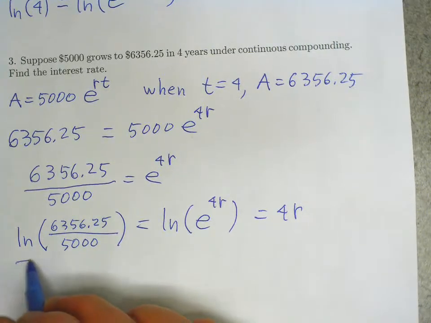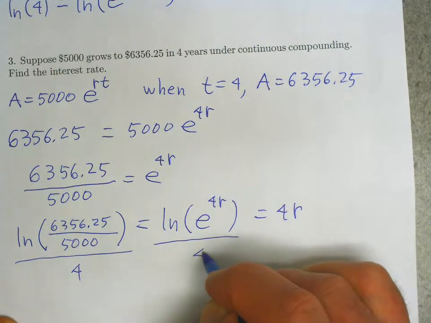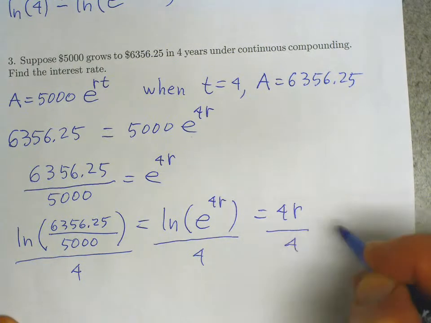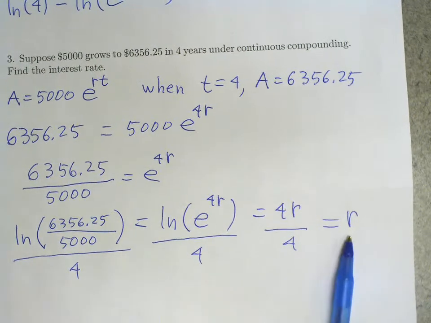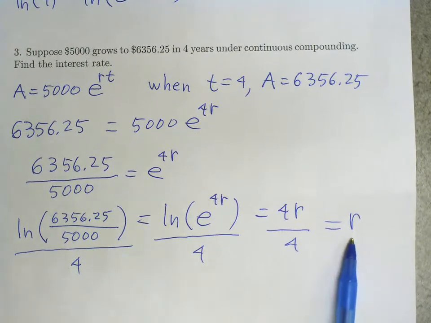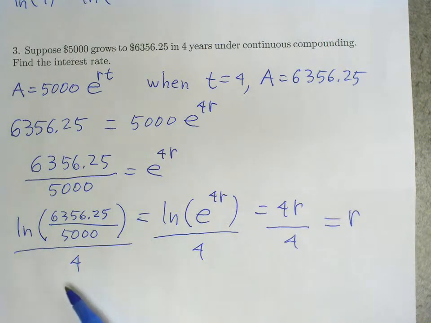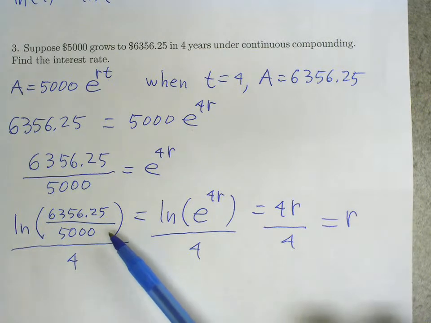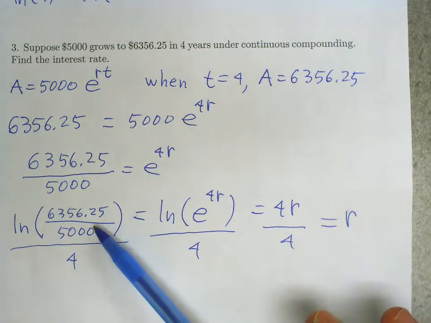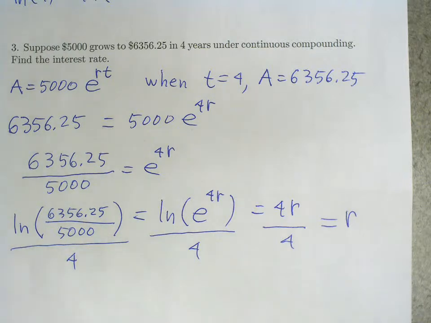And so I'll be a little lazy. I'll just divide every term in all three parts by 4. So the exact answer for the annual interest rate in decimal form is the natural log of this number all divided by 4. And then you can convert this to a decimal number. Just take the natural log of 6356.25 over 5,000 and then divide that whole thing by 4.